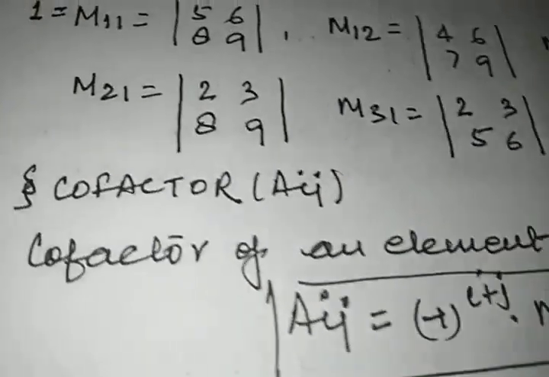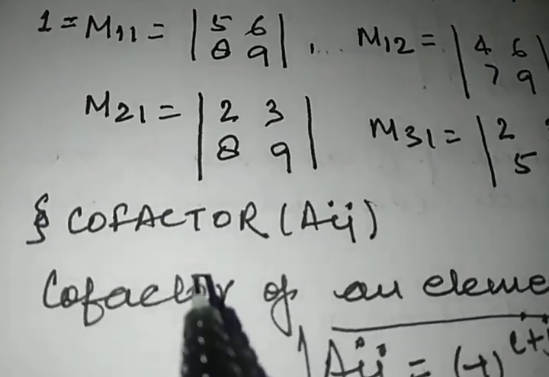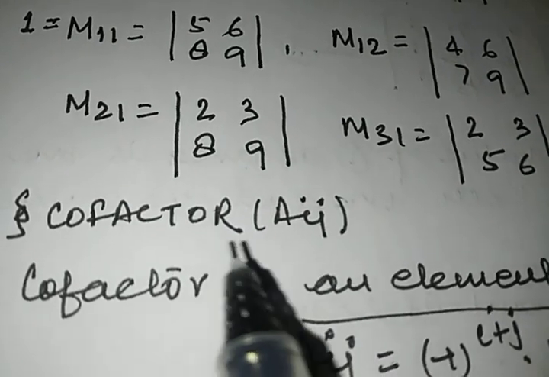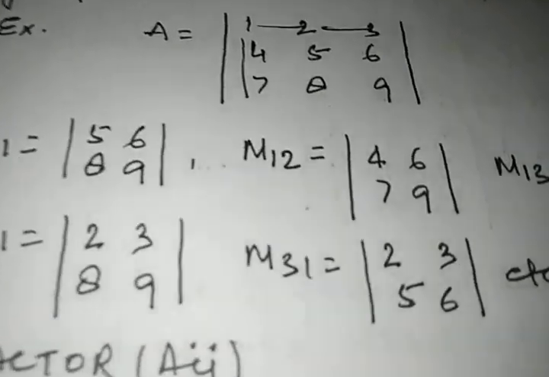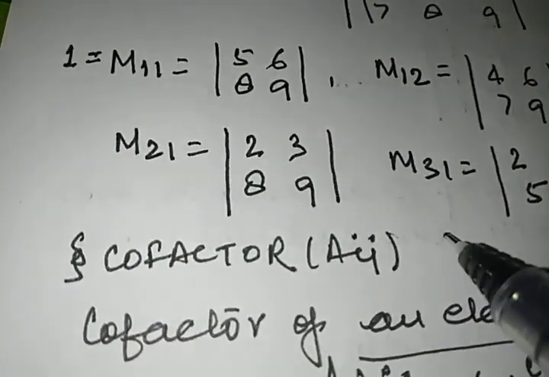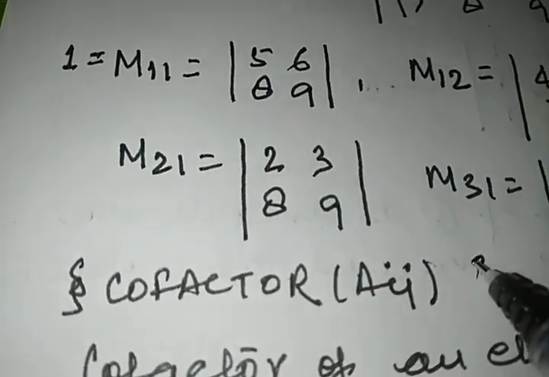Then cofactor, they are given by Aij, or somewhere in the books they have also been written as Cij.